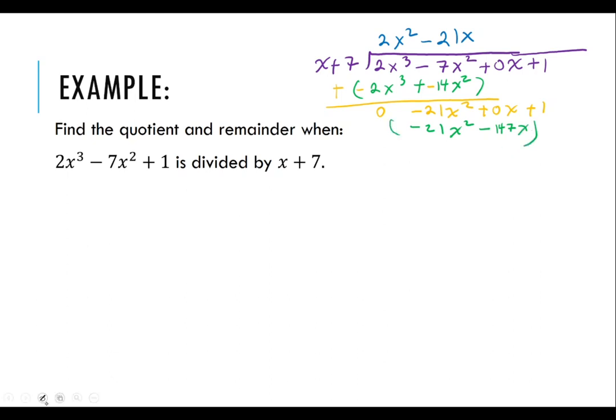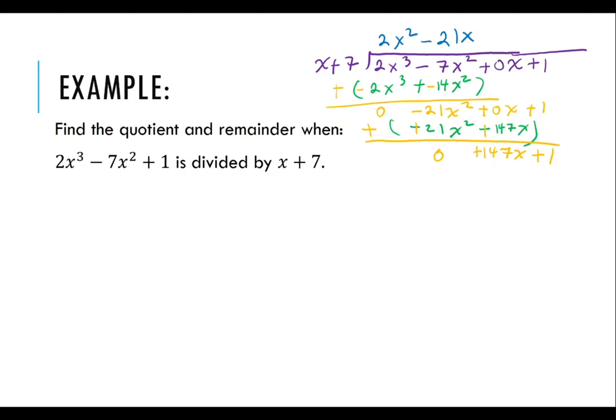So then we have the subtraction stage. So we subtract all of this, distribute that negative. Then negative 21x squared plus 21x squared should give us 0. It does. Plus 0x plus 147x is plus 147x. Bring down what's left over, plus 1.